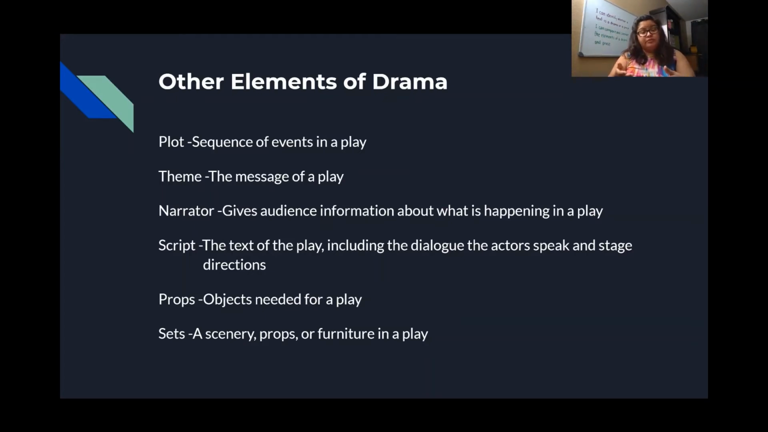Like in prose, there's a plot. It's the sequence of events in the story, and in this case, it's in a play or drama. There's a theme, much like in prose, which is the message of the play or the drama. There is also a narrator. The narrator gives the audience information about what is happening in a play. When you're reading prose, it could be your favorite book, you don't have to hear a narrator because all of the information would be in the text.